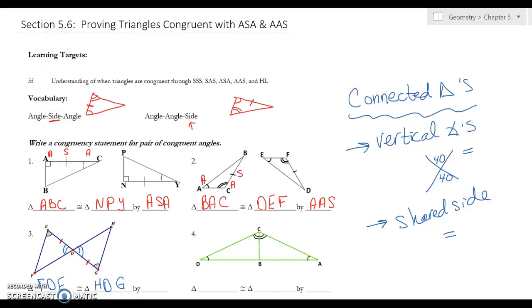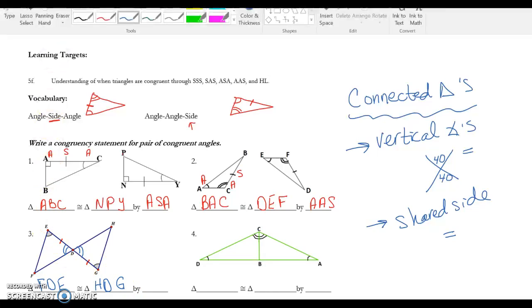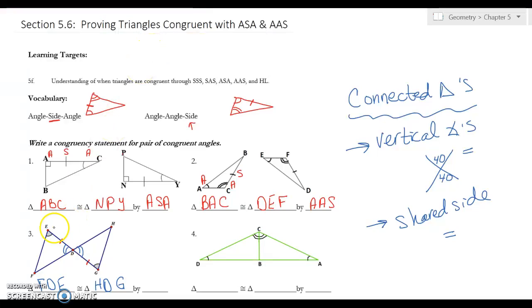Now what I have is I have an angle, I have a side, and I have this angle. And that side is squished, so it's angle, side, angle. All right, on the next one, I have the triangle on the left, which I'll call DCB.